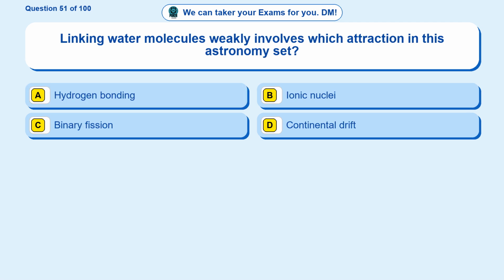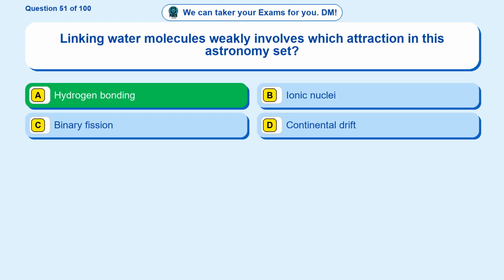Question 51. Linking water molecules weakly involves which attraction in this astronomy set? Option A, hydrogen bonding. Option B, ionic nuclei. Option C, binary fission. Option D, continental drift. The correct answer is option A, hydrogen bonding.